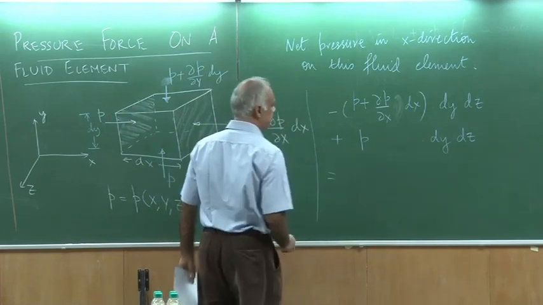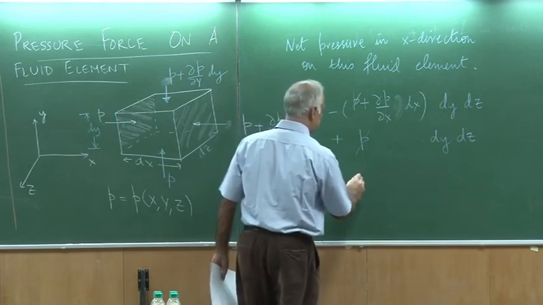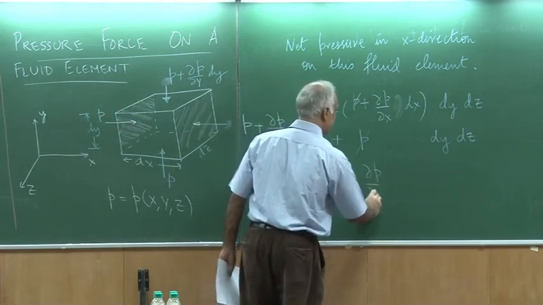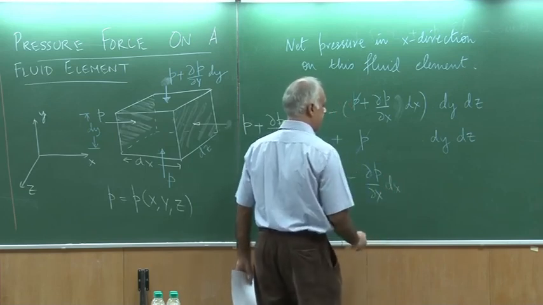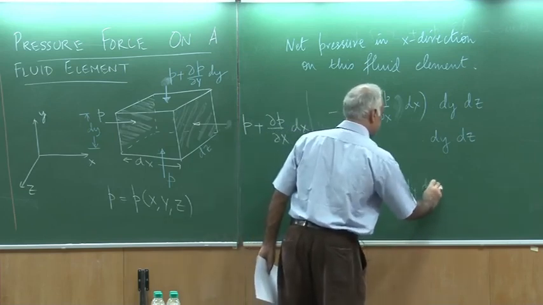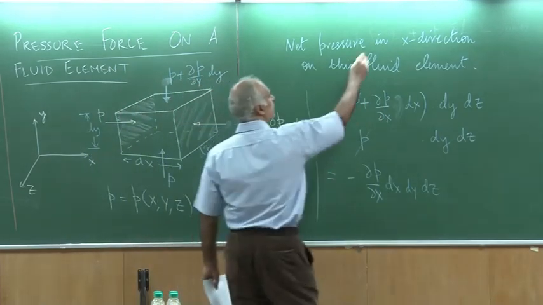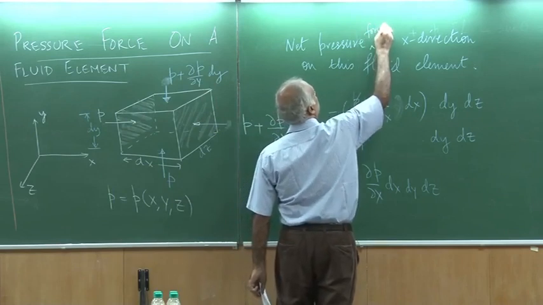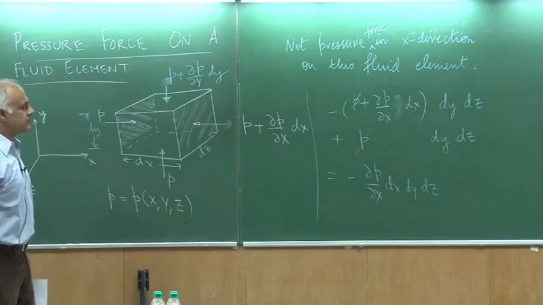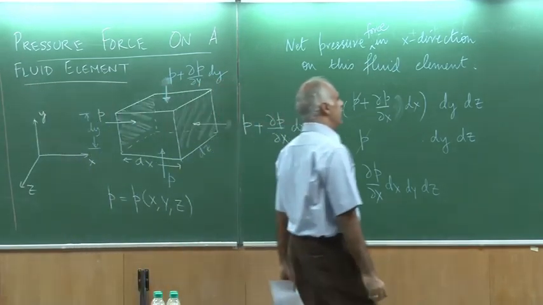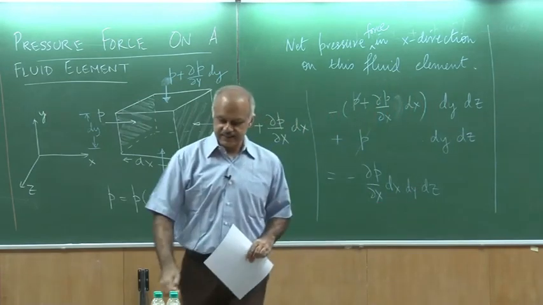So therefore, the net pressure that I have is these two terms will cancel out, and I am going to be left with minus del P by del x dx dy dz. This is the net pressure force in the x direction. Likewise, I could find out what happens in the other directions.